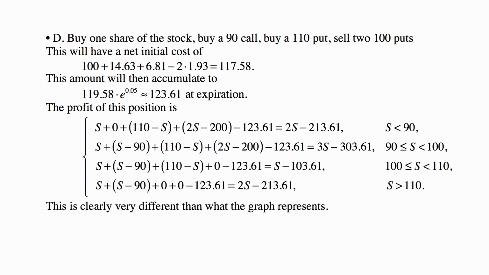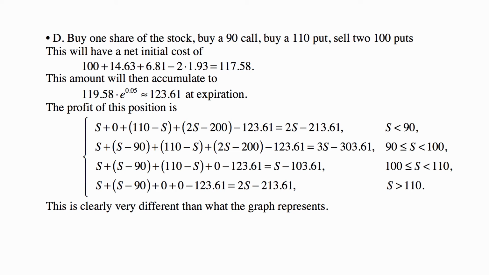For part D, buy 1 share of the stock, buy a 90 call, buy a 100 put, sell 2 100 puts. So the payoff of a share of stock, that's just this S value of the stock that we write. That's all we get for that. Net initial cost is 117.58. Accumulated with interest is 123.61. And the profit for this position is the payoff minus this cost of 123.61.